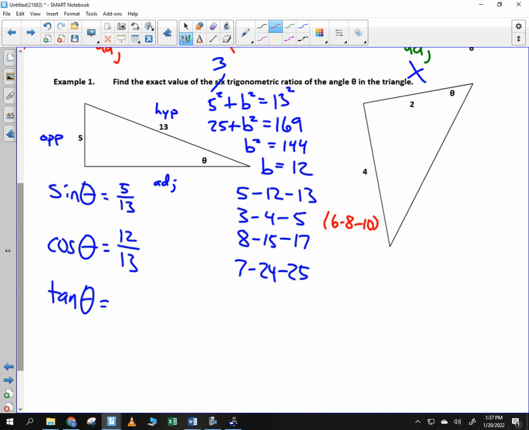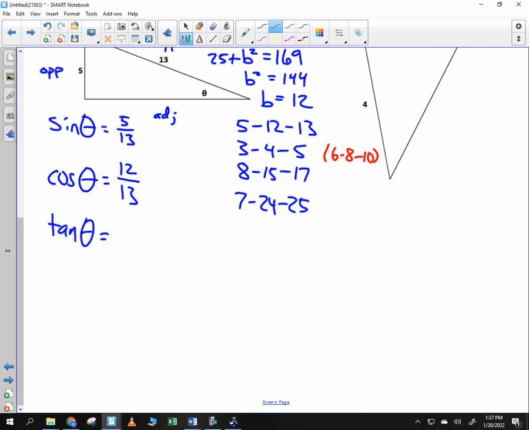So remembering those is helpful, without a doubt. I would say come ACT time, it could really save you some time. They love to use the Pythagorean triples on the ACT. And now you see them. There's a review. Here we go. Tangent. What's tangent? 5 over 12.